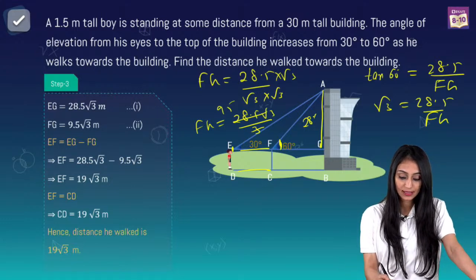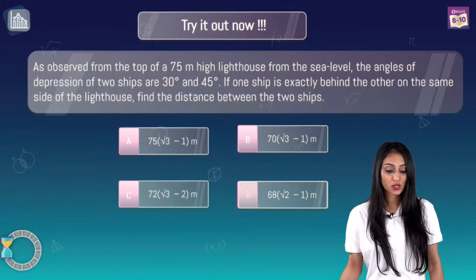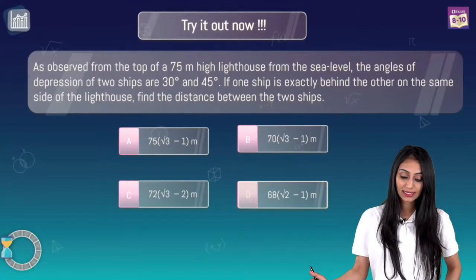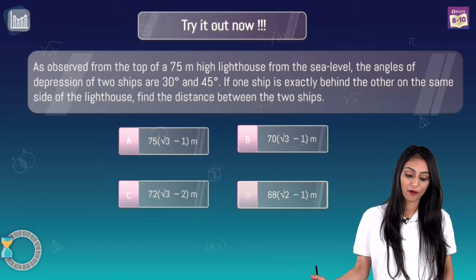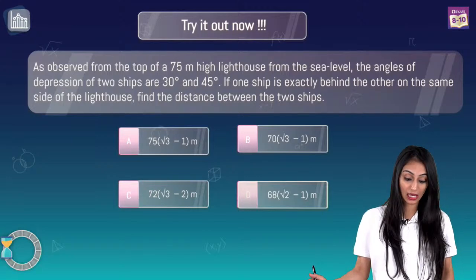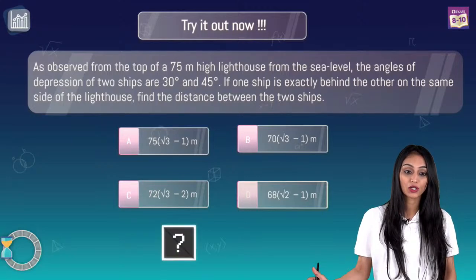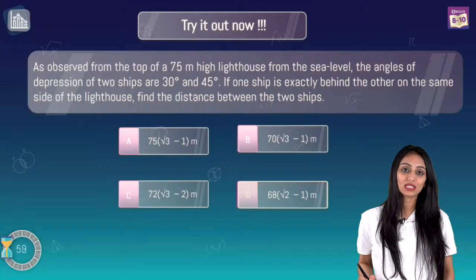Alright, let's move ahead to the next question, and that question you have to solve. As observed from the top of a 75-meter lighthouse from the sea level, the angle of depression of two ships are 30 degrees and 45 degrees. If one ship is exactly behind the other on the same side of the lighthouse, find the distance between the two ships, right? So 4 options you have here, and I'm giving you 60 seconds.